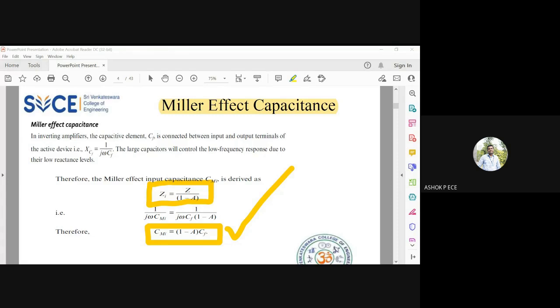Srinivasa Venkatan. Yes, sir. One second, sir. So would it be V by I? 1 minus A by Cf.